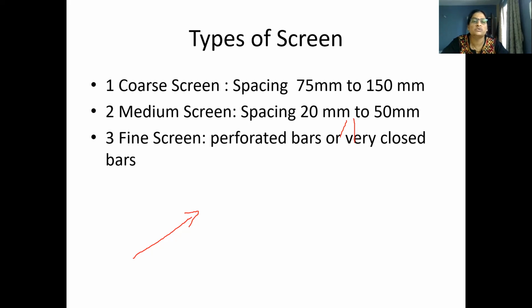A coarse screen means which will remove only larger size particles, and the spacing between two bars in a coarse screen is 75 mm to 150 mm. The spacing between two bars in a medium screen is between 20 mm to 50 mm. And a fine screen is usually perforated bars, or it will be a mesh. Mesh is like a sieve, so it will be like this, very close compact bars are there. So these are the three types of screening.